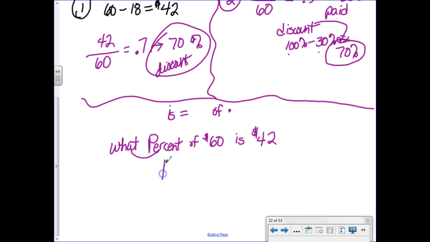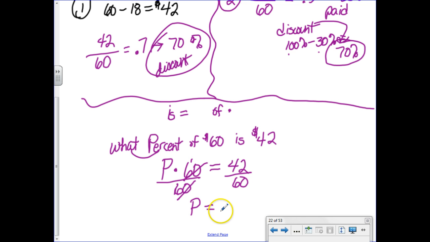Well, whatever you don't know, you call the variable. I'm going to call it P for percent. Of means times. 60 is translates into your equal sign, and here's 42. Aha! Get the variable by itself and isolate it by undoing whatever's happening to it. Divide by 60. That gives me 1 over 1. P times 1 is P. 42 over 60 is the same as 7 over 10, which is the same as 0.7, which as a percent is 70%.